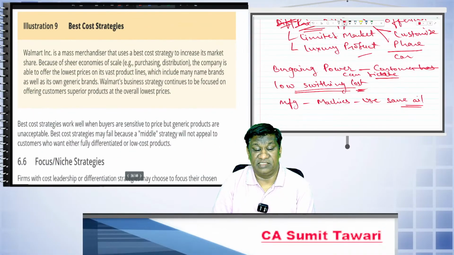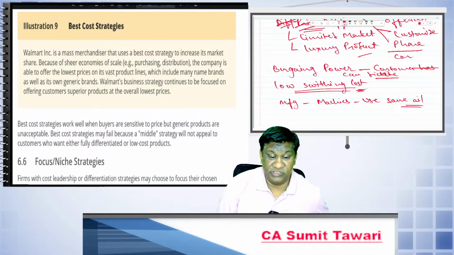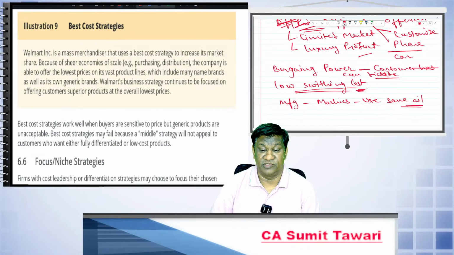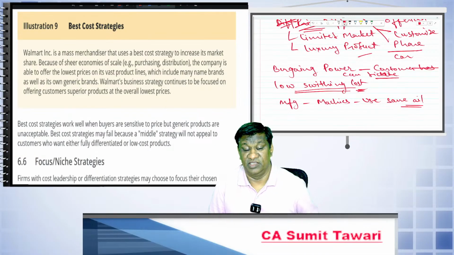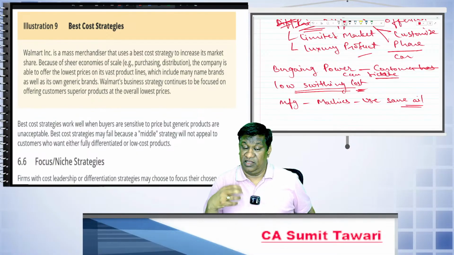Walmart Inc. is a mass merchandiser that uses a best cost strategy to increase its market share. Because of sheer economies of scale in purchasing and distribution, the company is able to offer the lowest price on its vast product line, which includes many name brands as well as its own generic brands. So Walmart's business strategy continues to be focused on offering customers superior products at the overall lowest prices. So they are basically reducing the cost of the product as well as giving the customer a branded product.